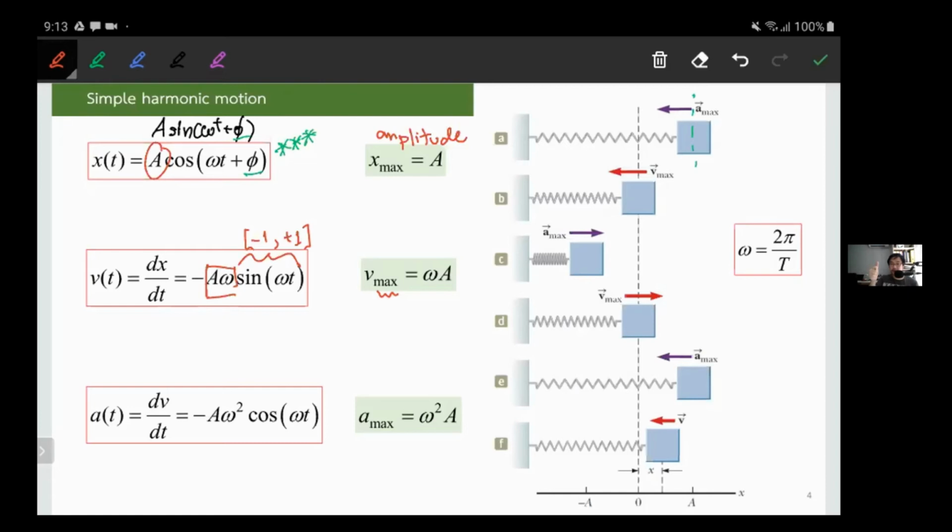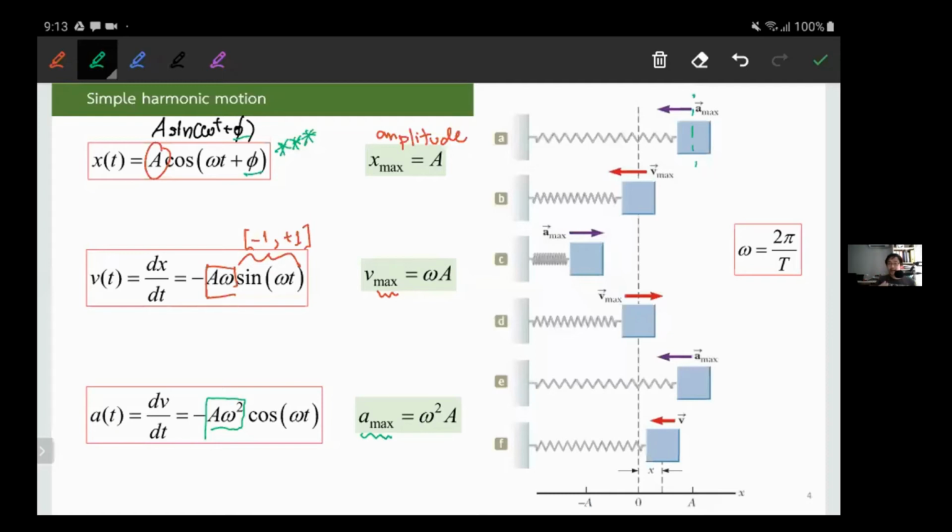Okay with me? So far so good? And now you start to see the trend right here. Whatever comes in front of this sine and cosine, that will be the maximum possible value of that. So if you differentiate the velocity one more time, you get the acceleration. So you're going to get omega square A. That would be your maximum acceleration right there.